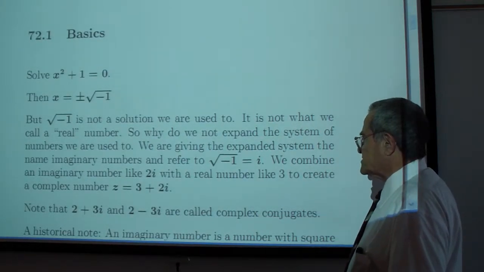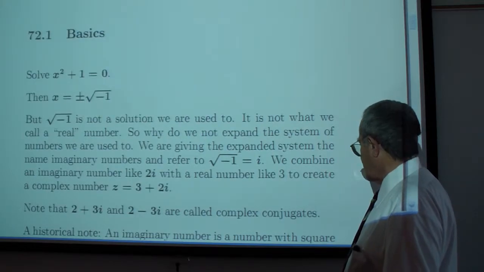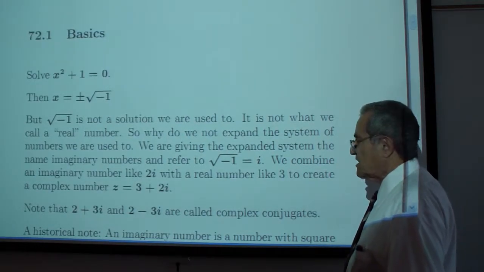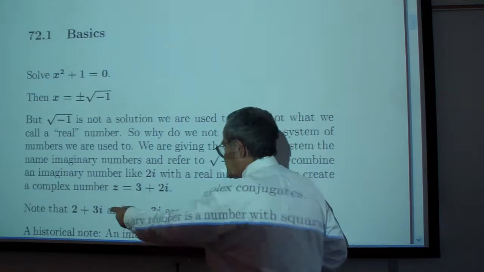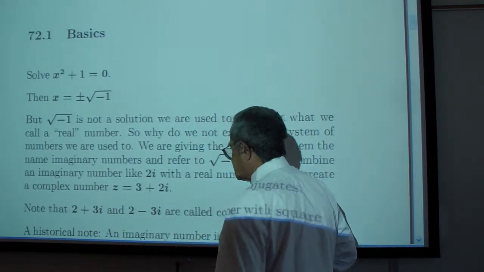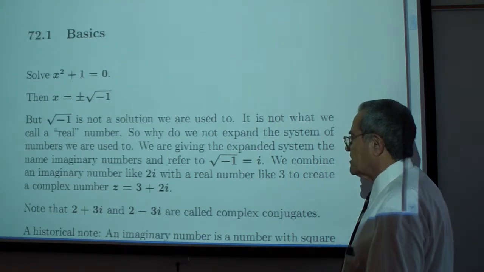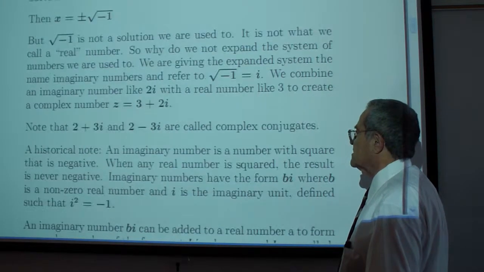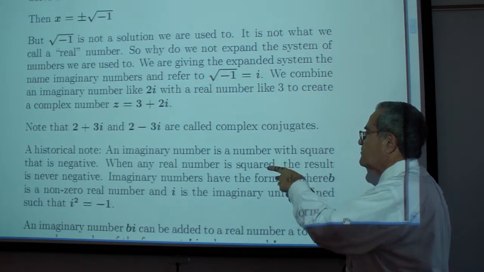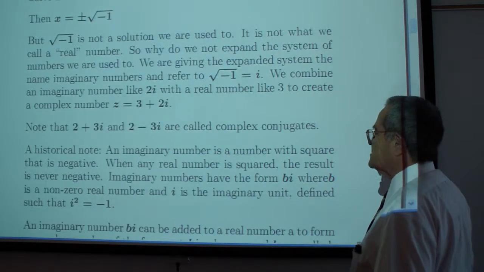Note that 2 plus 3i and 2 minus 3i are called complex conjugates. Just like we had 2 plus square root of 3 and 2 minus square root of 3, which were called conjugates. A historical note: an imaginary number is a number whose square is negative.